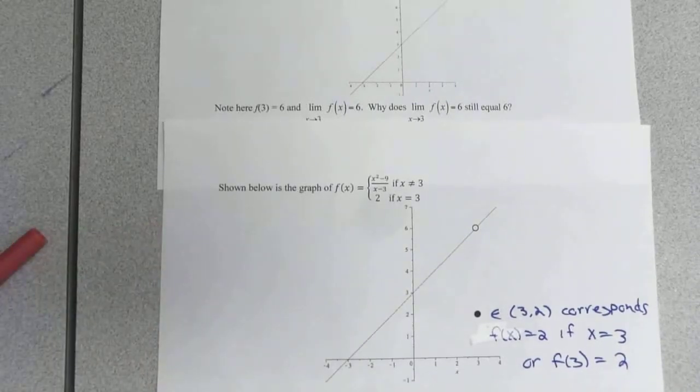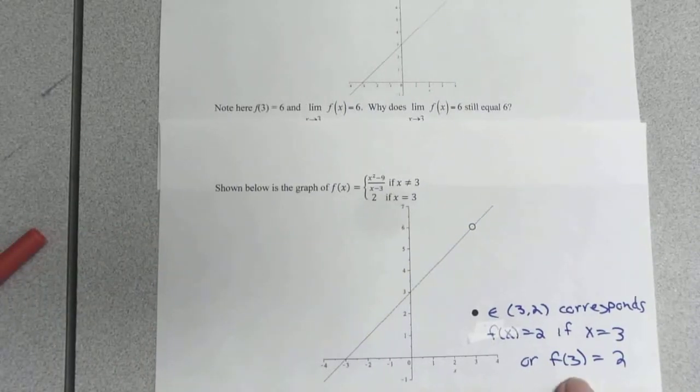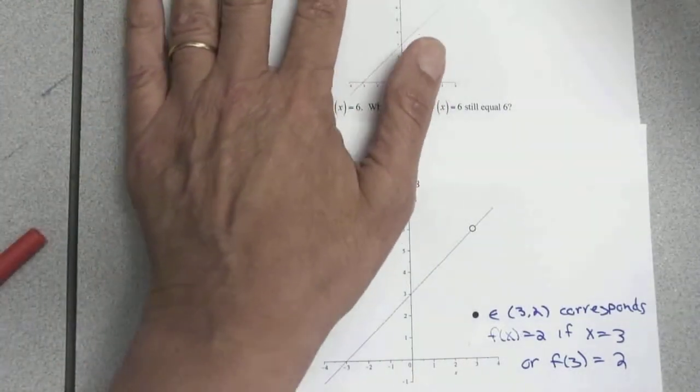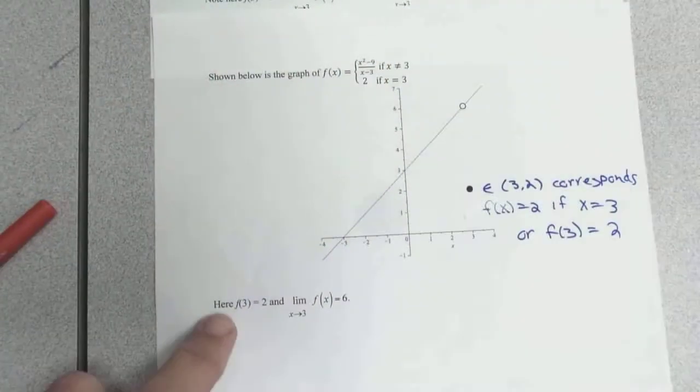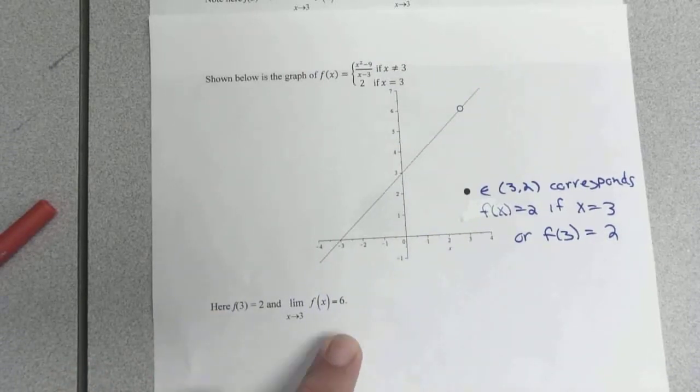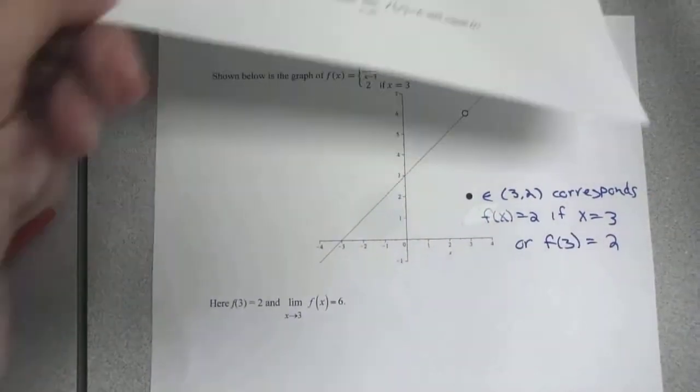And remember, when you're doing functional values in graphs, x coordinates go in, y coordinates come out. And so the question I would ask if there's a classroom full of people here is, why is the limit still 6? So here f of 3 is 2, but the limit is still 6, and it's the same reason.